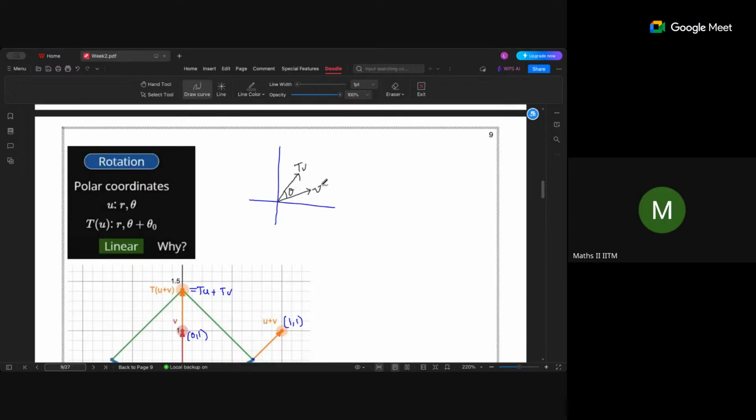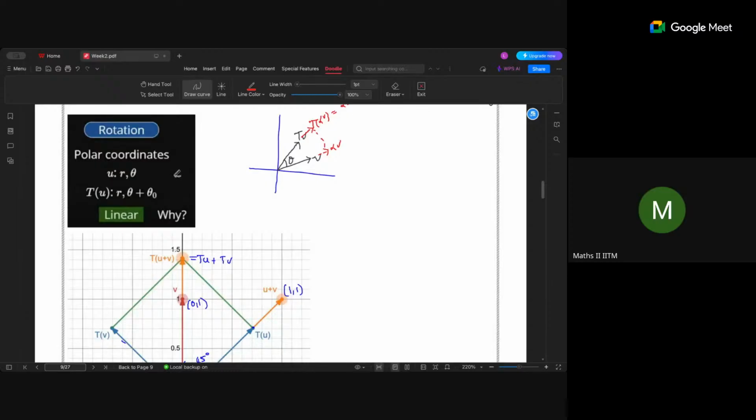So what will happen to alpha times V? Alpha times V will get shifted to T of alpha V, which is the same as alpha times TV, right? So the scalar multiplication property is easier to visualize. So both these properties are satisfied for the rotation operation. So the rotation operation is a linear transformation.